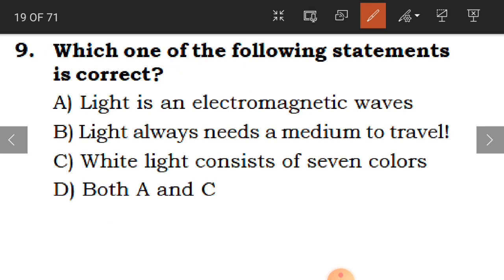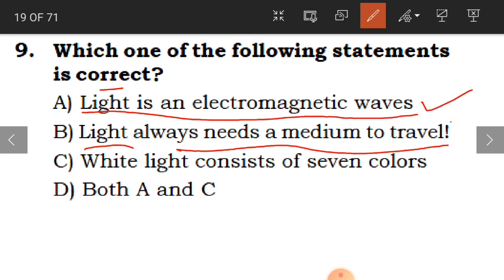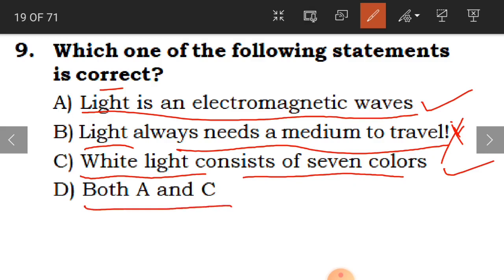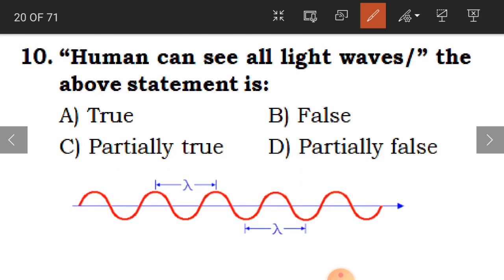Clear, children? Now, the ninth one is, which one of the following statements is correct? Light is an electromagnetic wave. This is correct. Light always needs a medium to travel. No, this is wrong, children. Light does not need a medium to travel. White light consists of 7 colors. This is also correct. So both A and C are correct according to that. Clear? Now, this is the right answer.